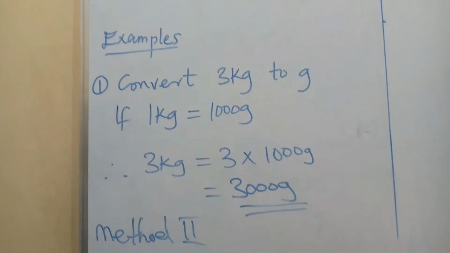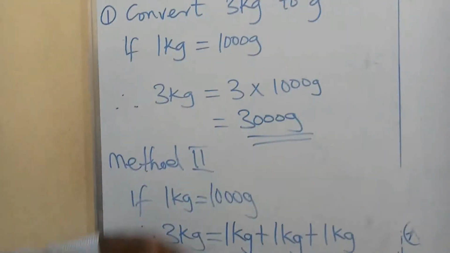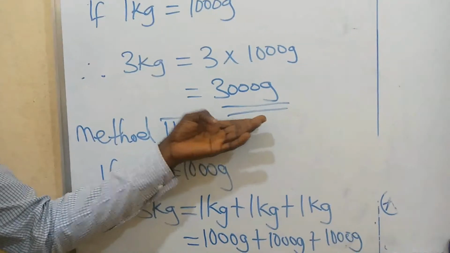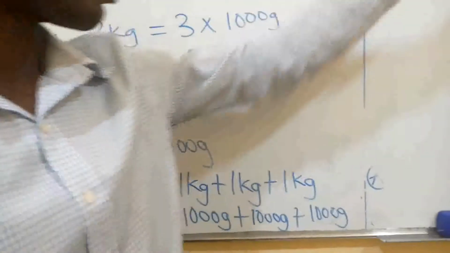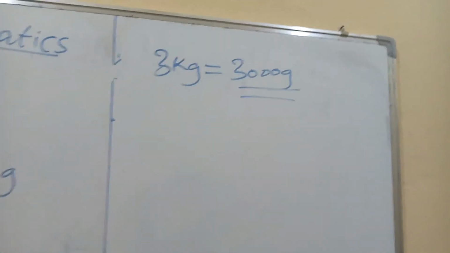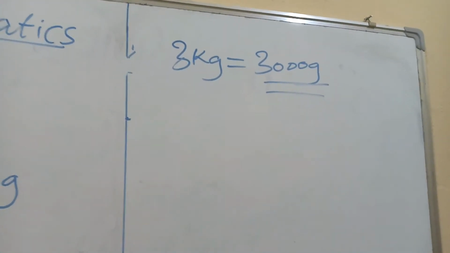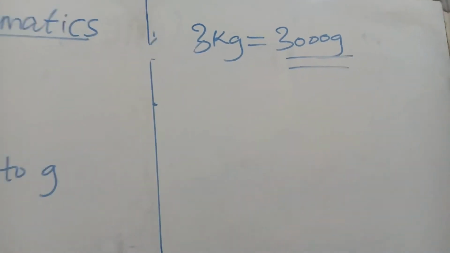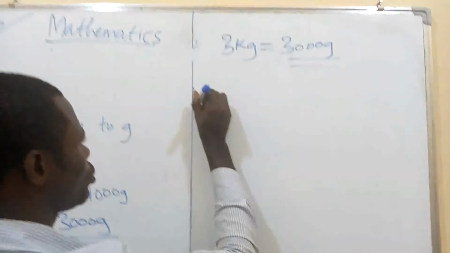So there is another simpler method or way of converting from kilograms to grams, or from grams to kilograms. You agree with me that the answer for the first method is the same as that of the second method. So you could use either of these methods in converting from kilograms to grams.